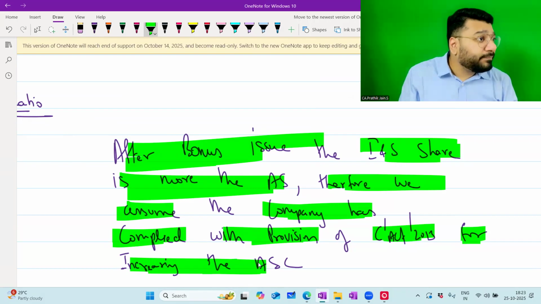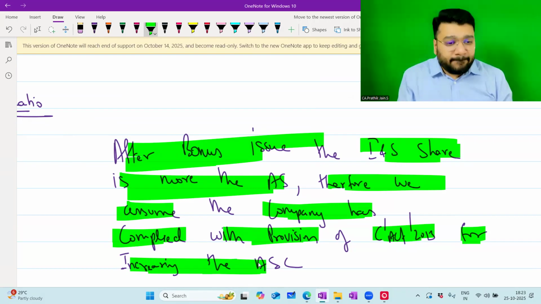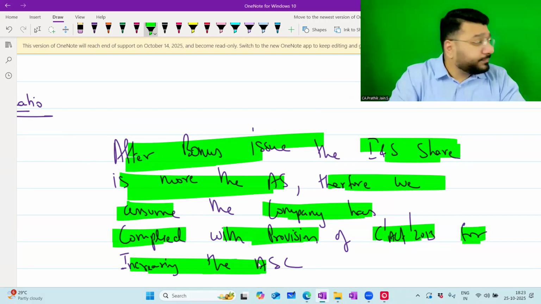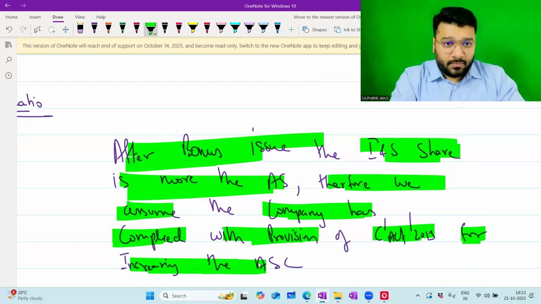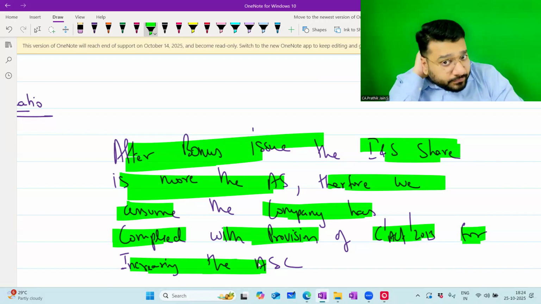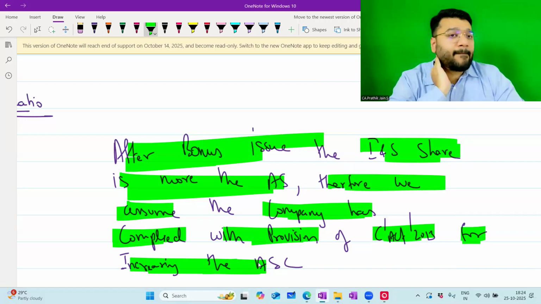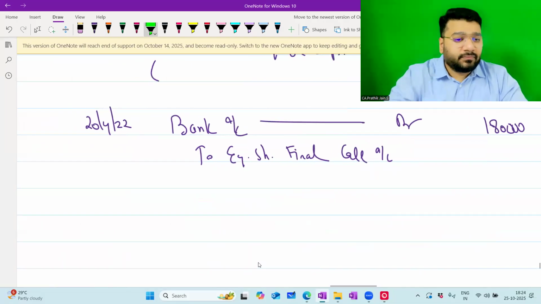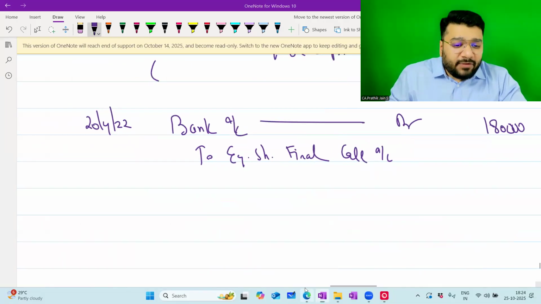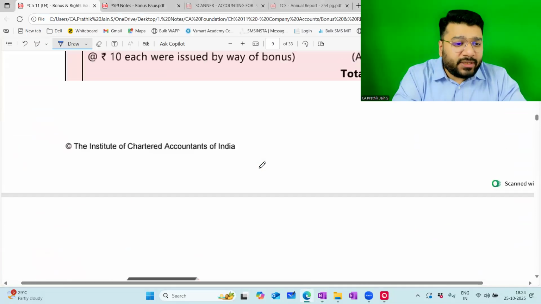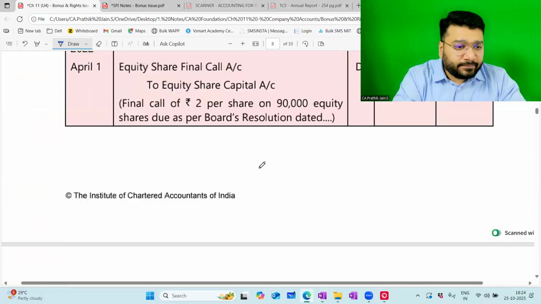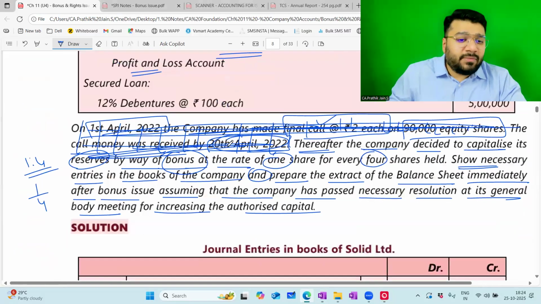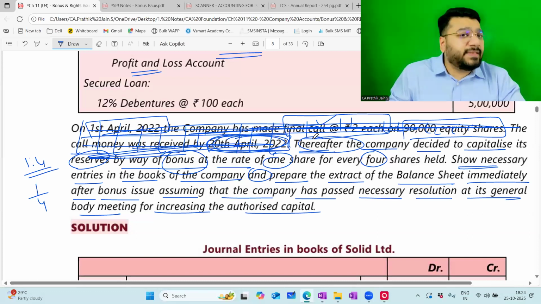Okay, not okay? Okay. Note it down. Now coming back. You have to pass the entry for bonus. Bonus is done on which date? Bonus shares are issued on which date? Nothing mentioned means same date will take. On 20th April. Thereafter means what? After the money is received on the same day, 20th April, we will do the bonus issue.